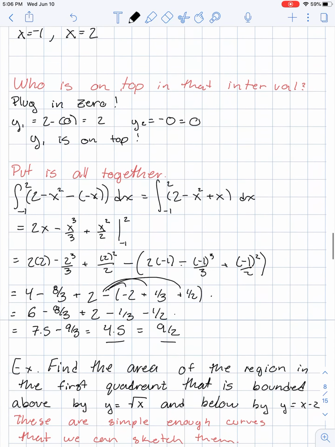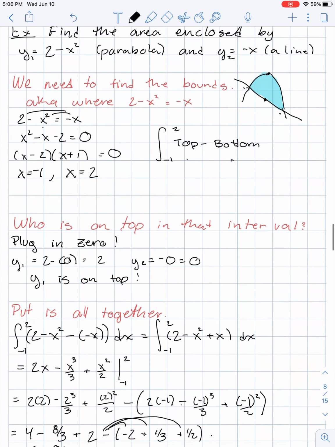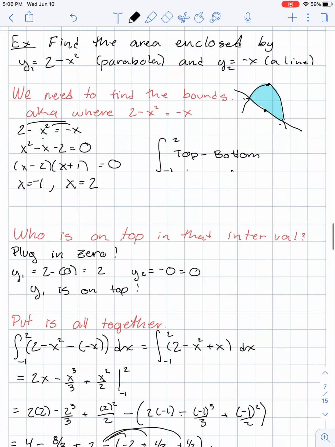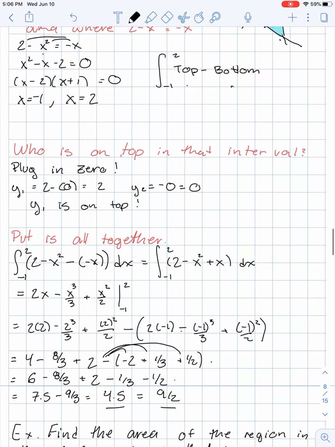Okay, so that was pretty nice. We weren't given our bounds, but we obviously had to be given 2 functions. So we found our bounds by setting the functions equal to each other, and then we tested a number in between to see who was on top, and then we put it all together.